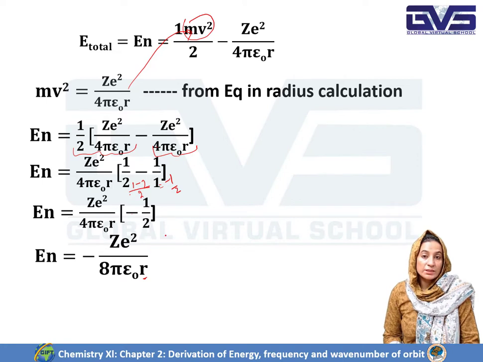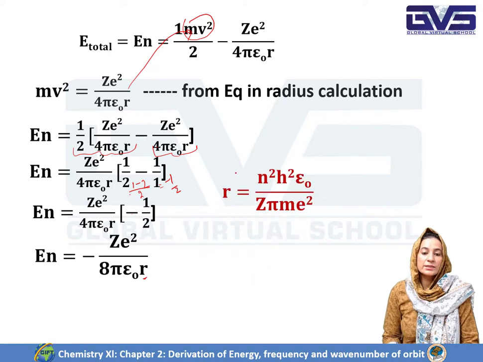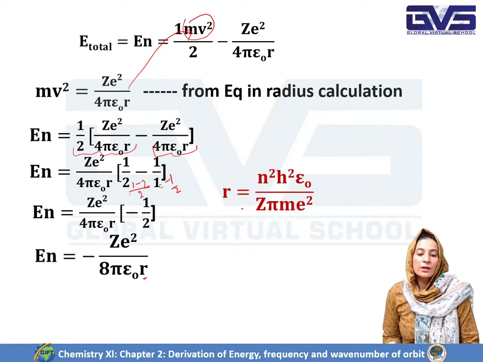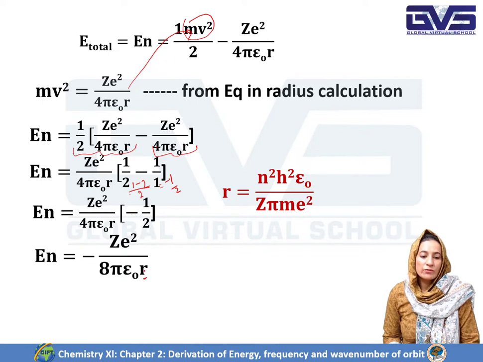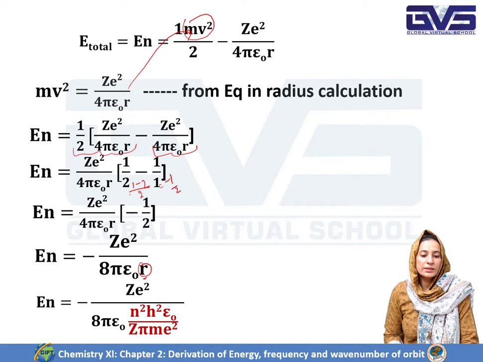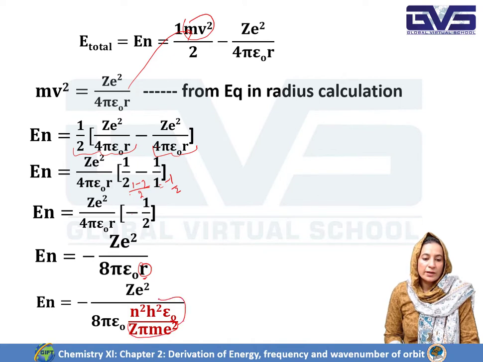You must remember the equation for calculating the radius, that is n square h square epsilon divided by z pi m e square. So putting the value of r here, like this, n square h square epsilon, and then solving this. How will you solve? Take this factor up to the numerator and keep this here like this one.